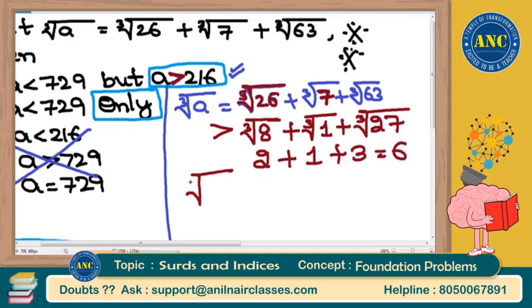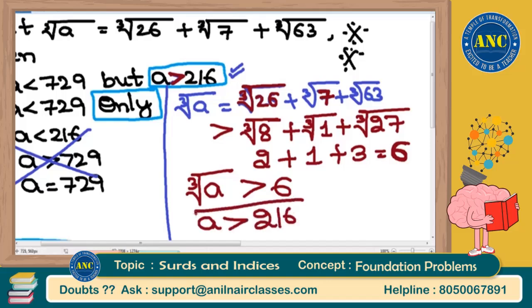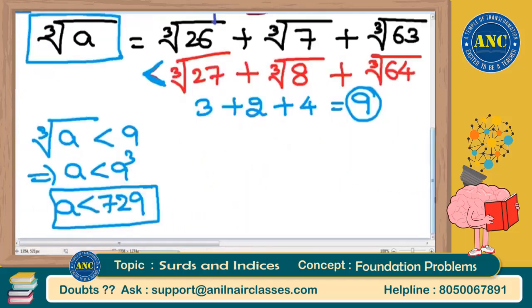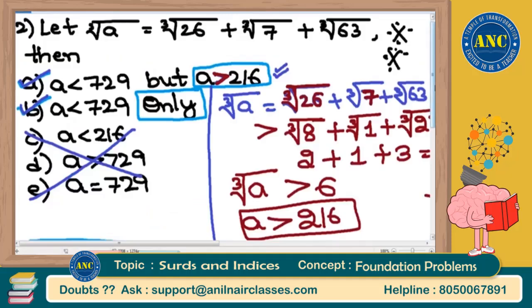That means cube root of A is definitely greater than which value? Greater than 6. So A will be greater than 6 cube, 216. That means A is less than 729 is also true, and A is greater than 216 is also true. That means my answer is answer option A. It is not answer option B. The idea should be very clear for my students, sir.